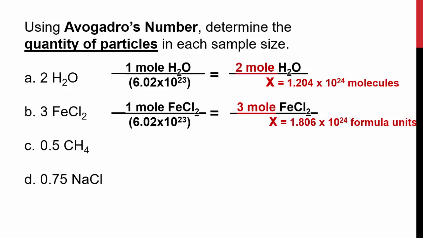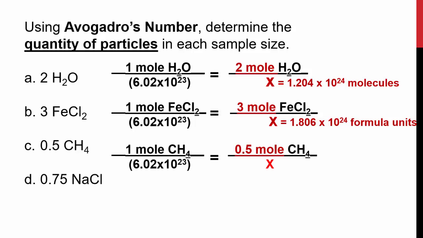In the next example, we have half a mole of CH4 or methane. So we cross multiply and we end up with 3.01 times 10 to the 23rd molecules of methane.